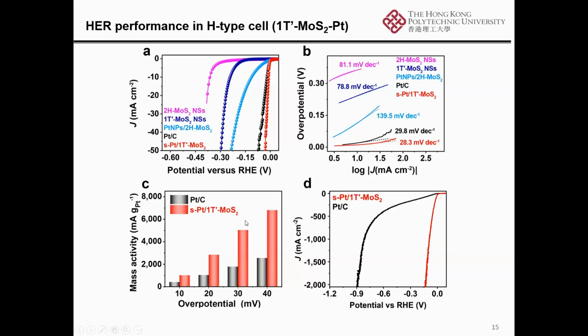So we also tested the samples in the H-cell. In the H-cell, we also see that our materials are better than the commercialized platinum carbon, and the mass activity is also better, which means in lab scale or in fundamental study, our materials are both better than the commercialized platinum carbon. If we go to 2000 milliamp per centimeter square, the difference between our catalyst and the commercialized platinum carbon is much bigger, which means our materials perform well at high current densities.